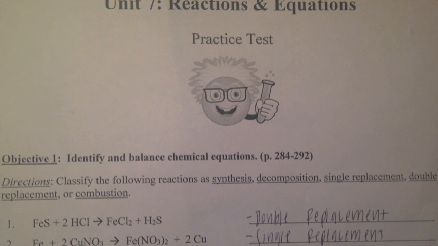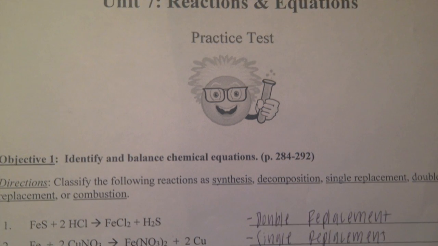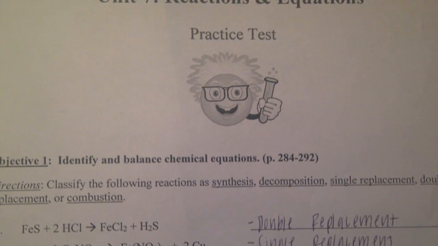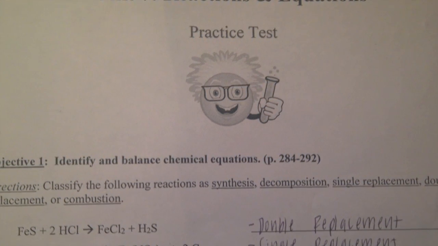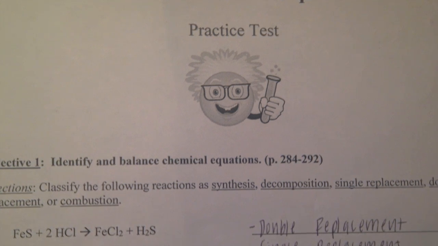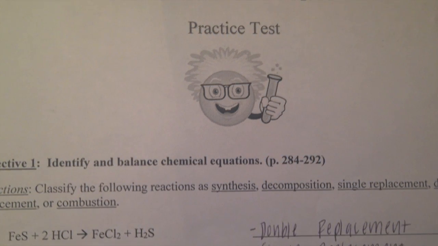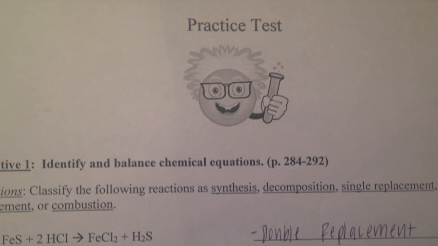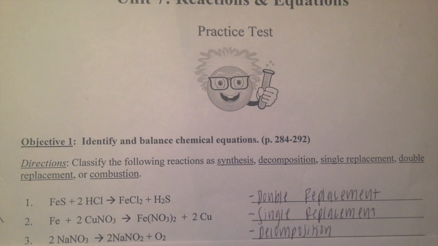Alright, for problem 2 on objective 1, you have Fe and CuNO3 yields FeNO3 plus 2Cu. The Cu is getting displaced and Fe is taking its place, so that you know that's single replacement. If you look at number 3 on your reference sheet under single replacement, it's the metal-metal replacement.